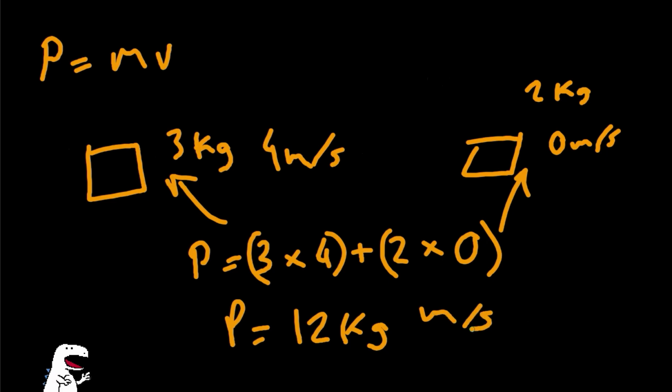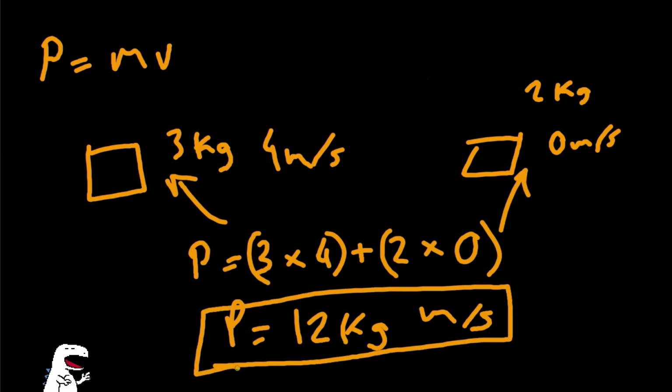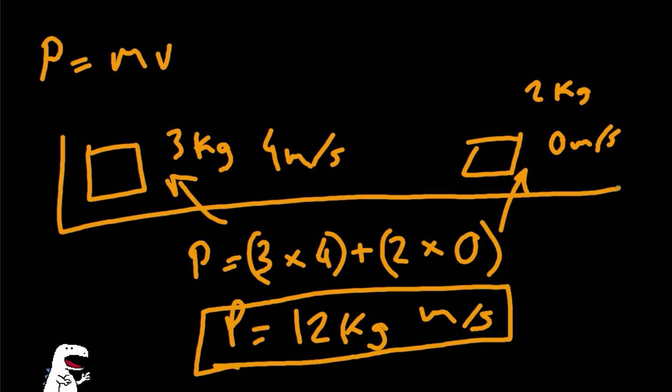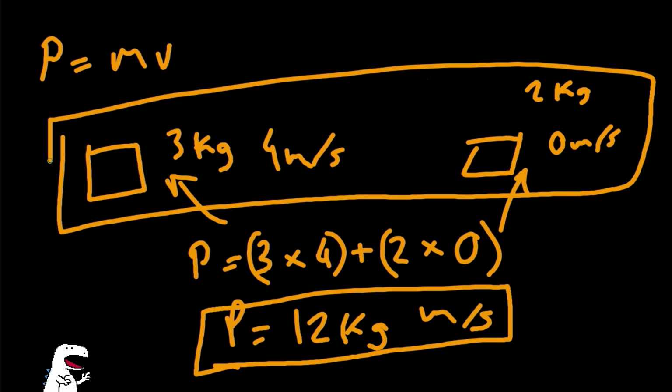And then after collision, our velocities will change, but the total momentum will be 12 kilogram meters per second. So momentum in this case is preserved. It's conserved in isolated systems, which means that if this is an isolated system, then pre-collision our momentum will be this, and post-collision it will remain this as well.